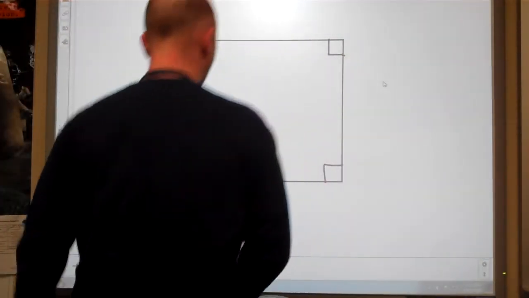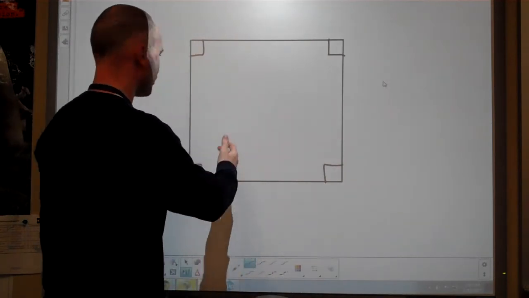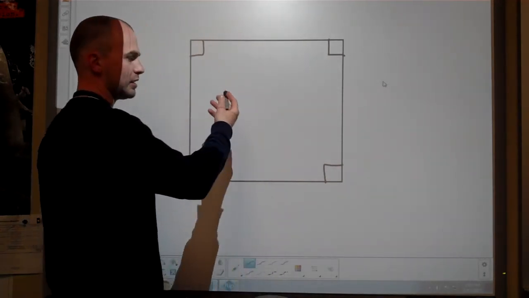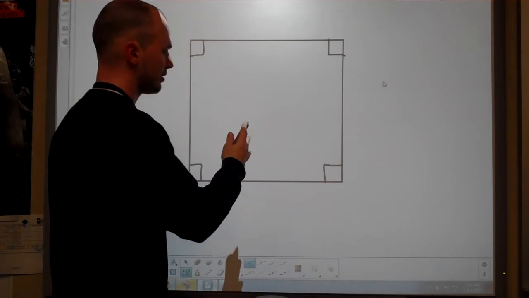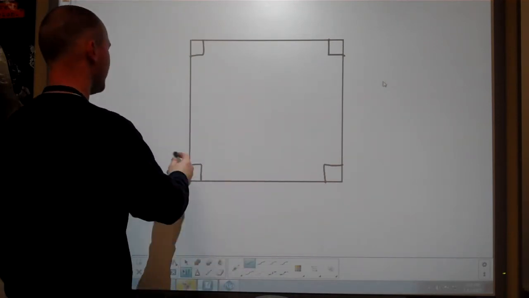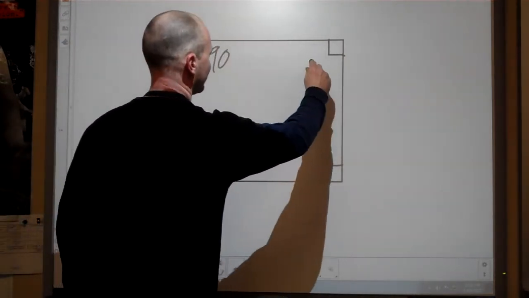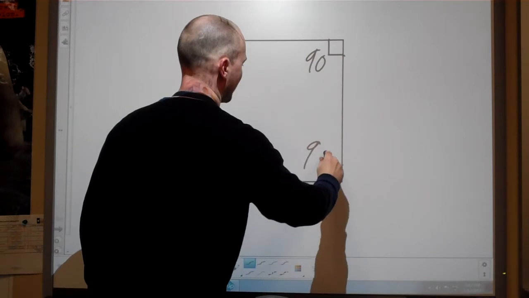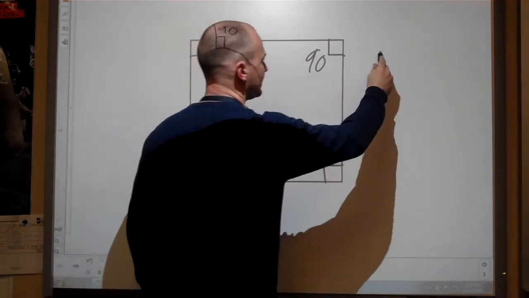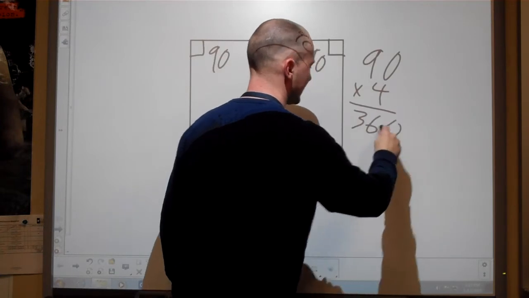Alright, missing angles of quadrilaterals. Okay, so a square is a quadrilateral. Quadrilateral means four-sided object. Quad means four, lateral means sides. So here, let's start with a square. I've got 90, 90, 90, and 90. It's got four right angles. 90 times 4 equals 360.